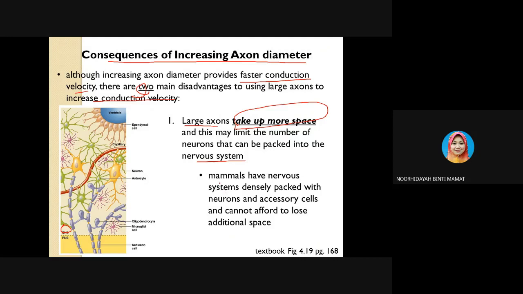For example, mammals have a nervous system densely packed with neurons and accessory cells. So mammals cannot afford to lose additional space. That is why giant axons are not present in mammals.